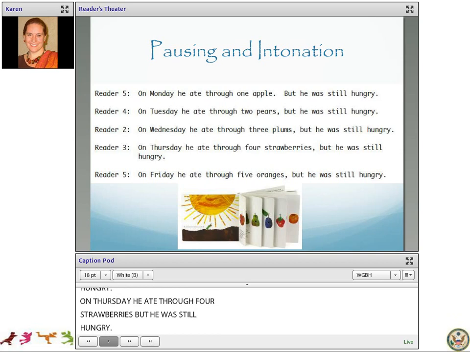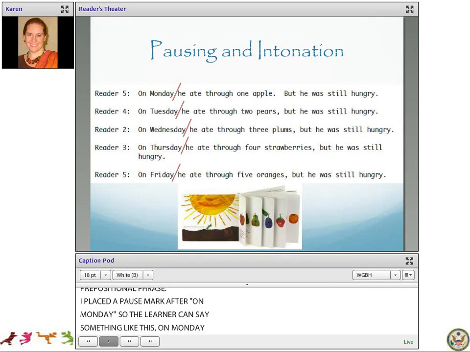Now, what I've done here is I've delivered that with a fairly neutral voice, not monotone, but fairly neutral, kind of like a first read-through. What we can then do with our learners is notice places where we can pause. And the first place you can talk about pausing is after a prepositional phrase. So you see here I've placed a pause mark after on Monday, so that the learner can say something like this. On Monday, he ate through one apple. So we would mark all of those instances on Tuesday, on Wednesday, on Thursday, on Friday.